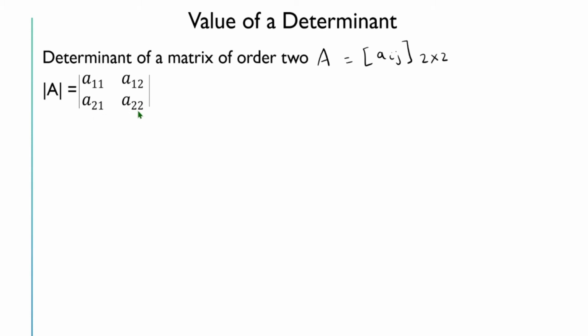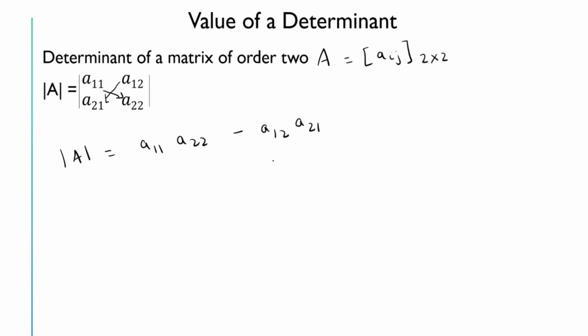Here A11, A12 are the elements in the first row, and A21, A22 are the elements in the second row. Now how to find a determinant? We have to multiply A11 into A22, then minus A12 into A21. So determinant of A is equal to A11 A22 minus A12 A21. This is how we have to find the determinant of a matrix of order 2.